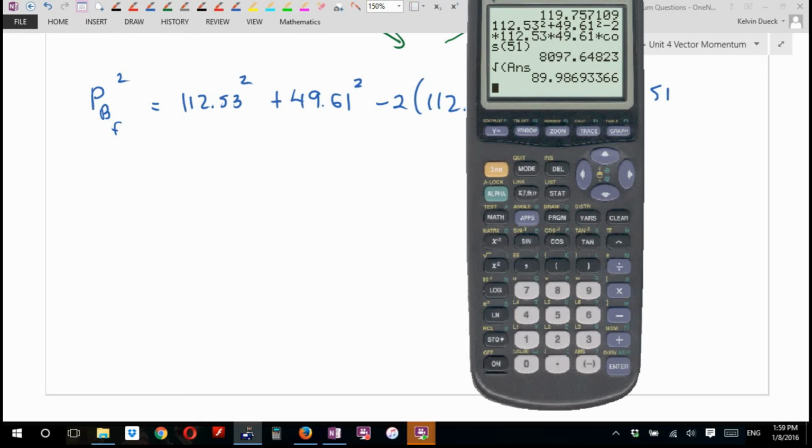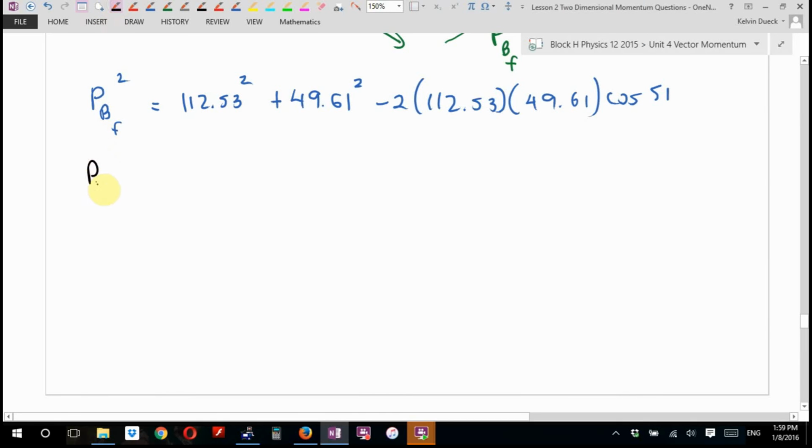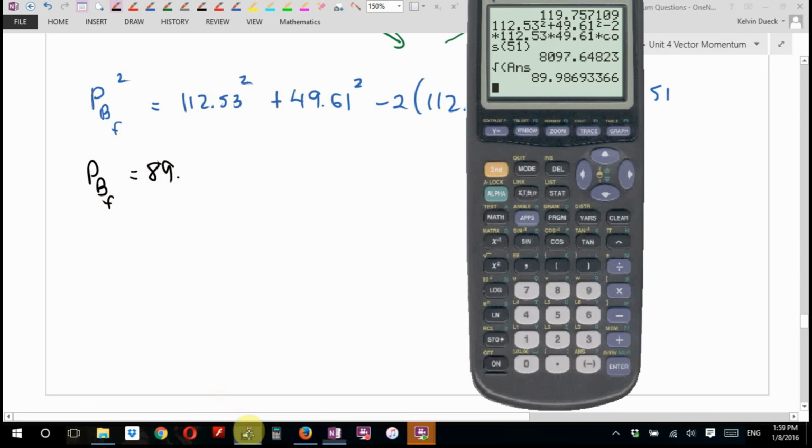You get 89.987. Yep. Of course, that's nothing to do with what I want to find. That's the moment. But okay, it's a start. The final momentum of object B is 987.